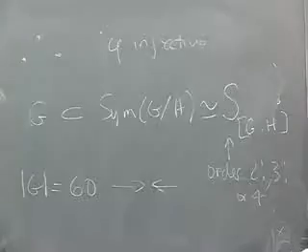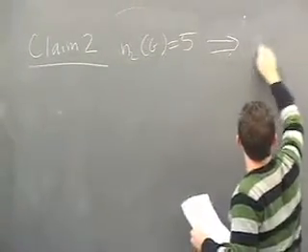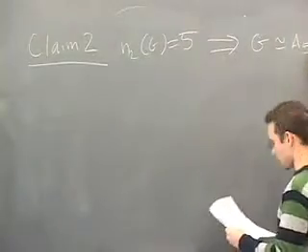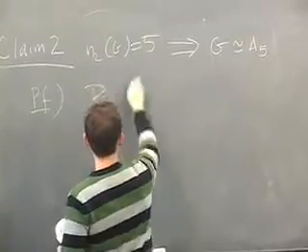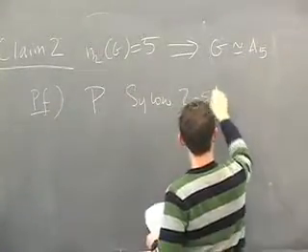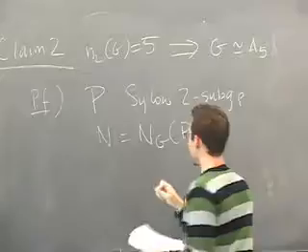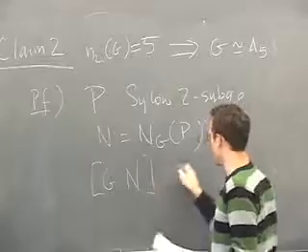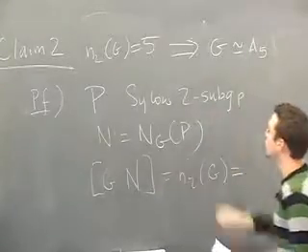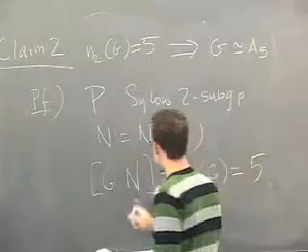Claim 2. n2 of G is 5, and G is isomorphic to A5. Proof. So again, P is going to be some Sylow 2 subgroup. We're going to let N be the normalizer of P in G, and as mentioned several times before, the index of N in G is n2 of G, which is by hypothesis 5. So we have this index 5 subgroup.